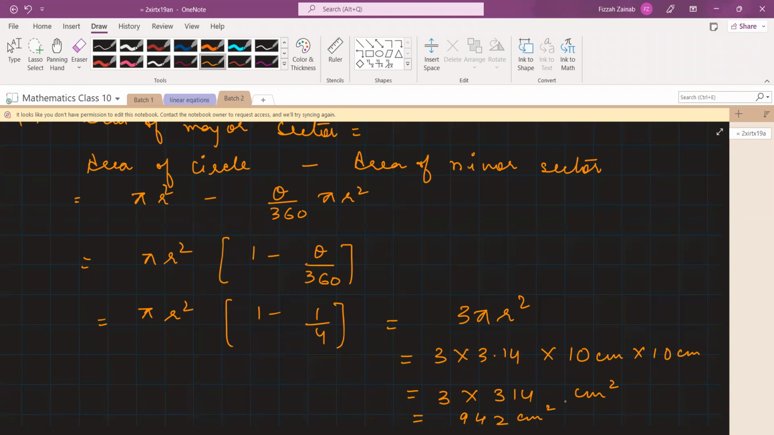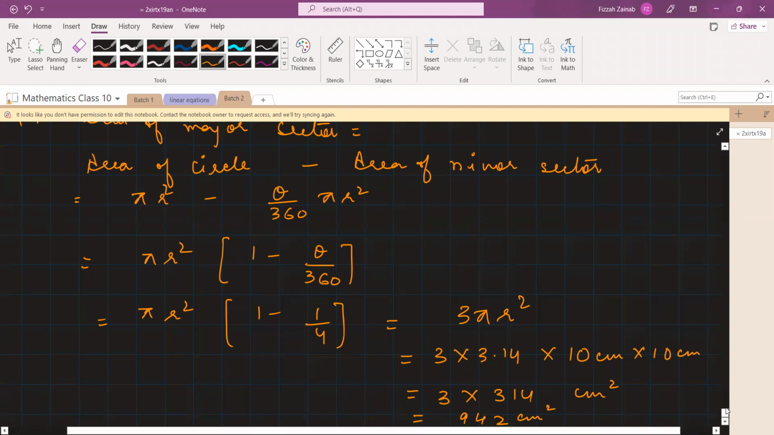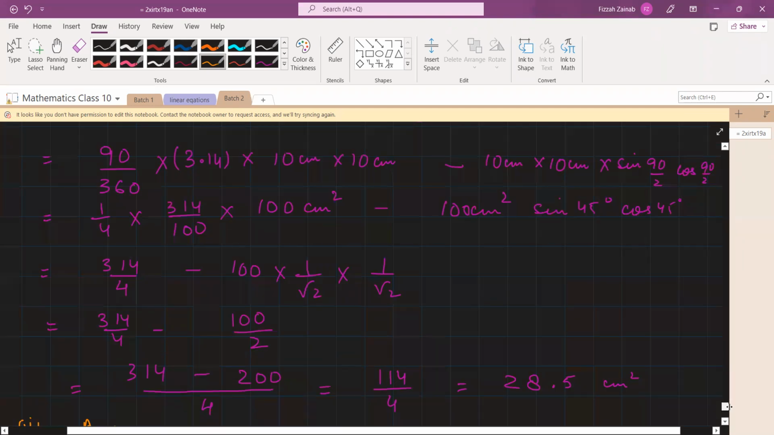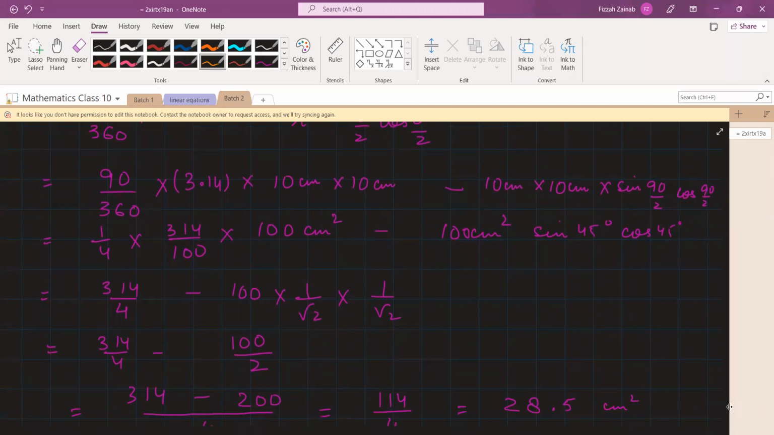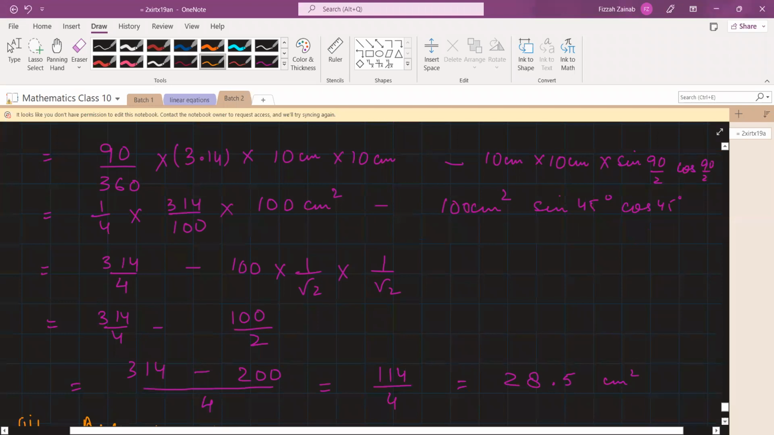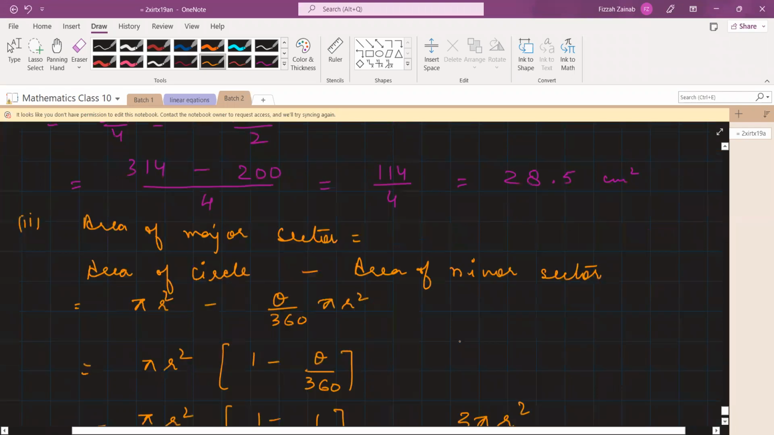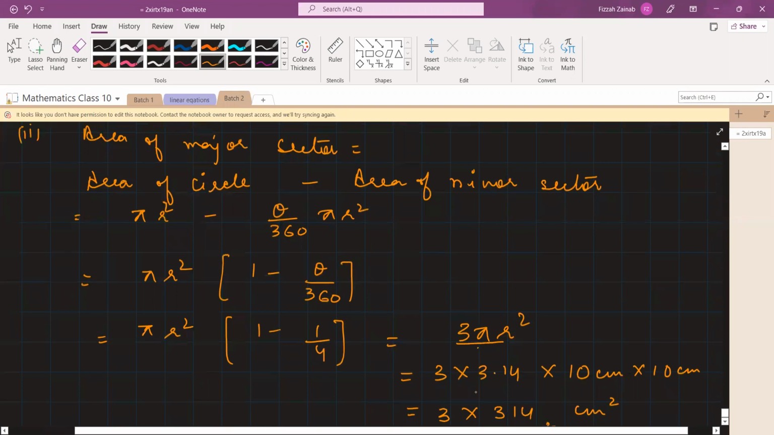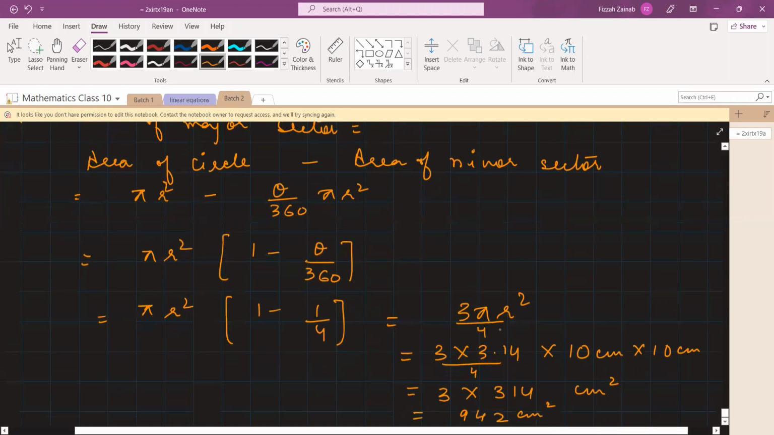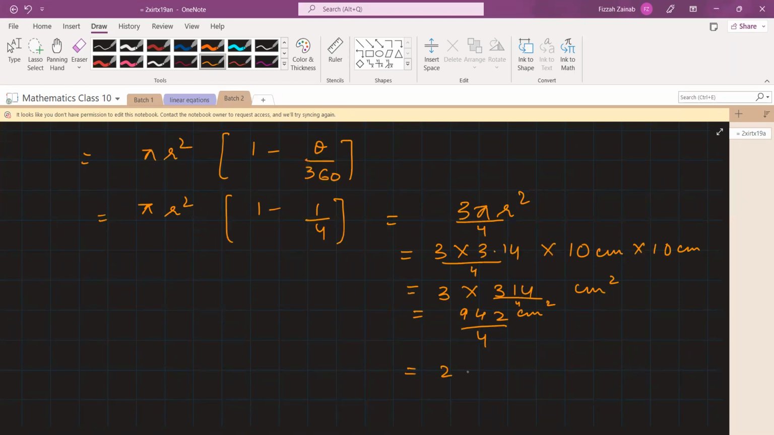Can you just scroll up to the first part? Okay. Ma'am, can you scroll down? Yeah, sorry, I'm just forgetting this 4 here in the denominator. There's a 4 also, right? So after taking LCM, you'll get a 4 in the denominator, correct? So this is nothing. 942 divided by 4, which you can simplify. 4 into 2 is 8. Then you have 14. 4 into 3 is 12. Then you have 22. 5 into 20. This is the area of the major sector.